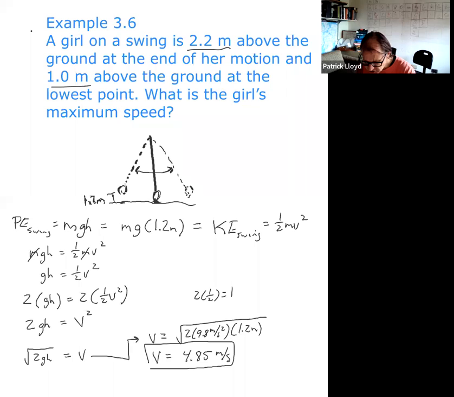So in other words, you go up. Once you reach that maximum, you're not moving at all. Your velocity is 0. You come back down. Your maximum velocity is 4.8 meters per second. Then you go back up and you slow down, slow down, slow down until you get to the maximum and you stop. 0. You come back down, down, down. Once you reach that minimum, you're at 4.85 meters per second. Back and forth.